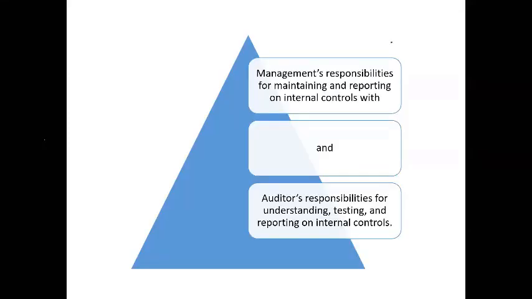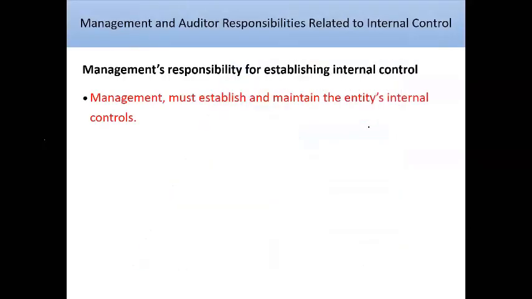Right. And now we move to the next point, which is the management responsibilities for maintaining and reporting on internal control and the auditor responsibility for understanding, testing, and reporting on the internal control. As we said in chapter 6, if you remember, we talked about the management responsibility and auditor responsibility in the auditing engagement. Actually, here we are more focused on the internal control. I'm discussing here what the management responsibilities and what the auditor responsibilities are regarding the internal control system. What are the main management responsibilities for establishing the internal control?